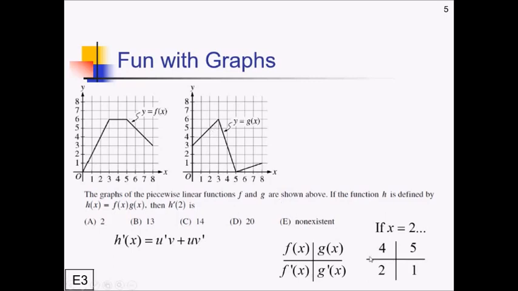Putting it all together now, we've got 2 times 5 plus 4 times 1. And this is another one of those situations where if it was free response, you could just leave it like this. But because it's multiple choice now, you do need to simplify this. So 10 plus 4 is 14, giving us choice C.